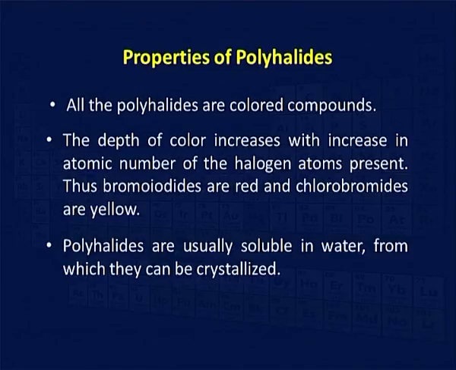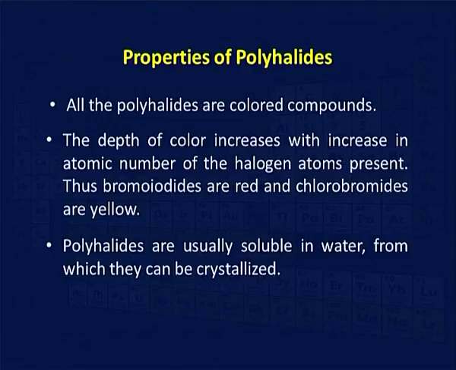Let us see some of the major properties of polyhalides. All the polyhalides are colored compounds. The depth of color increases with increase in atomic number of the halogen atom present, meaning the larger the atomic number of the halogen, the deeper the color. Thus, bromoiodides are red and chlorobromides are yellow in color.